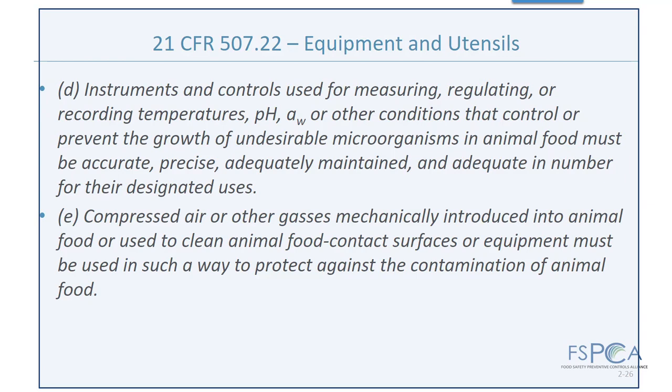Compressed air and other gases mechanically introduced into animal food or used to clean animal food contact surfaces or equipment must be used in such a way to protect against the contamination of animal food. I had one gentleman share a story with me of a facility that was trying to control the hazard of aflatoxin in their corn products. And one of the only things that you can do to help monitor or control aflatoxin in a manufacturing facility is to test it as it comes into the facility.